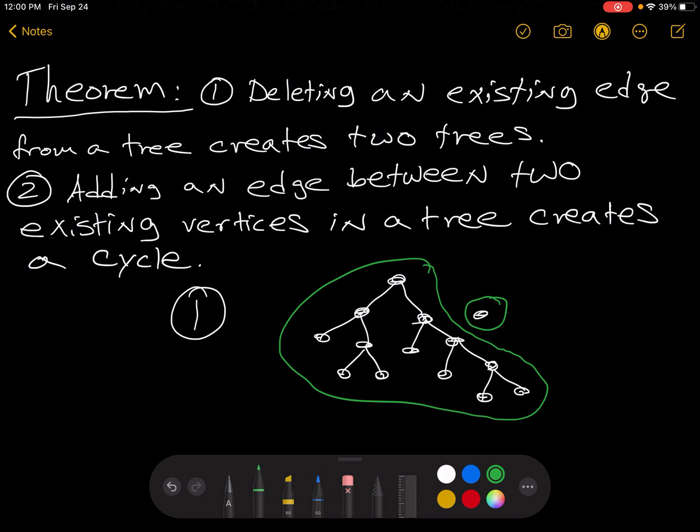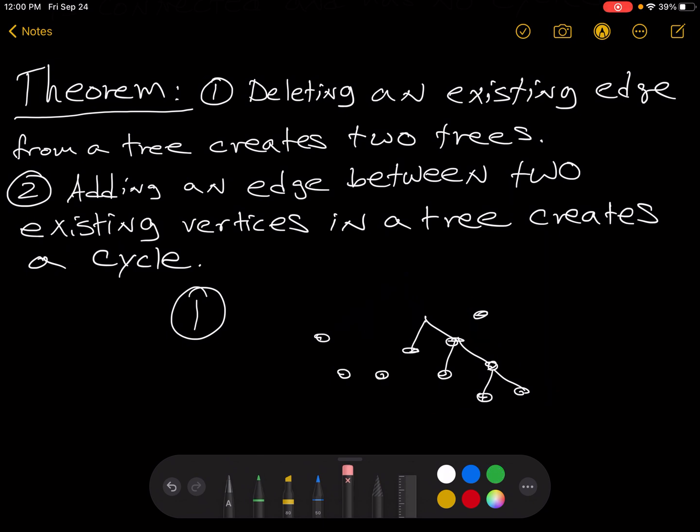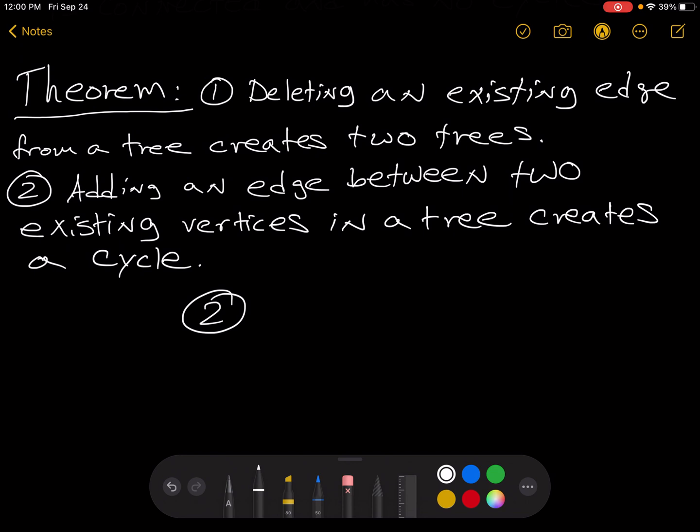All right, now let's move on to property 2. If you add an edge between two existing vertices in a tree, this creates a cycle. So I'll draw a new tree. Okay, so let me illustrate this. Adding an edge between any two existing vertices in a tree creates a cycle.